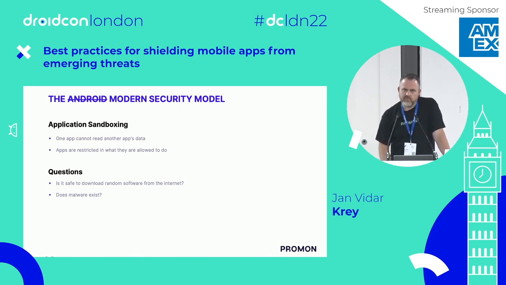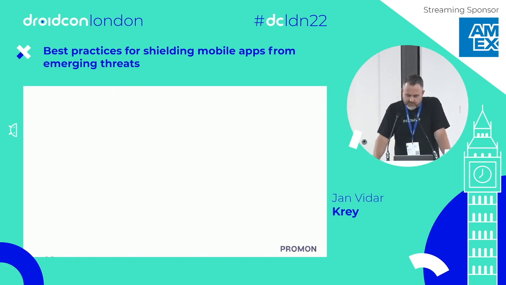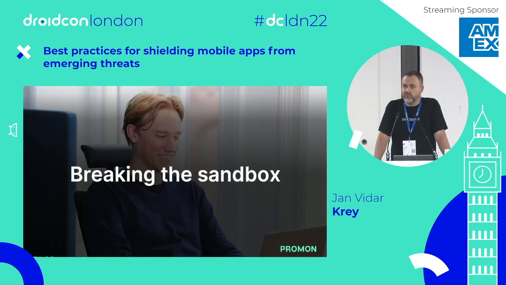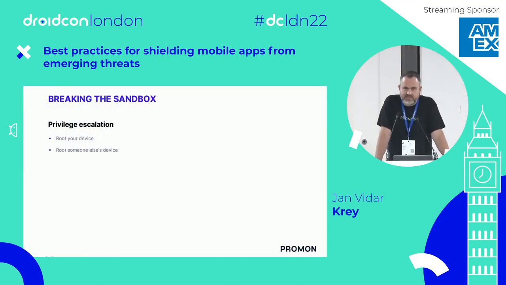But I think, all in all, when it comes to the sandboxing, it basically boils down to breaking the sandbox. That's your mobile threat number one on Android. And I think there are a couple of ways to do that. Privilege escalation being one. You can root your own device. So how many have actually done that? Okay, maybe a dozen or so.